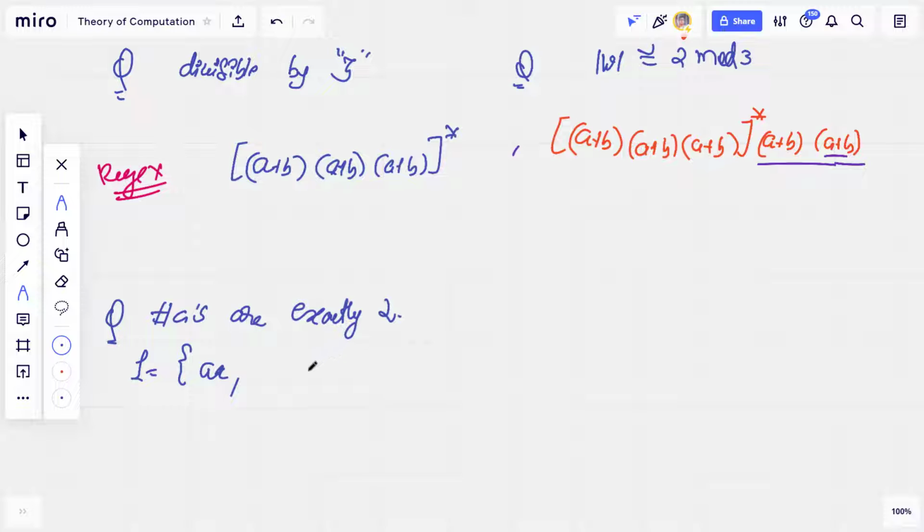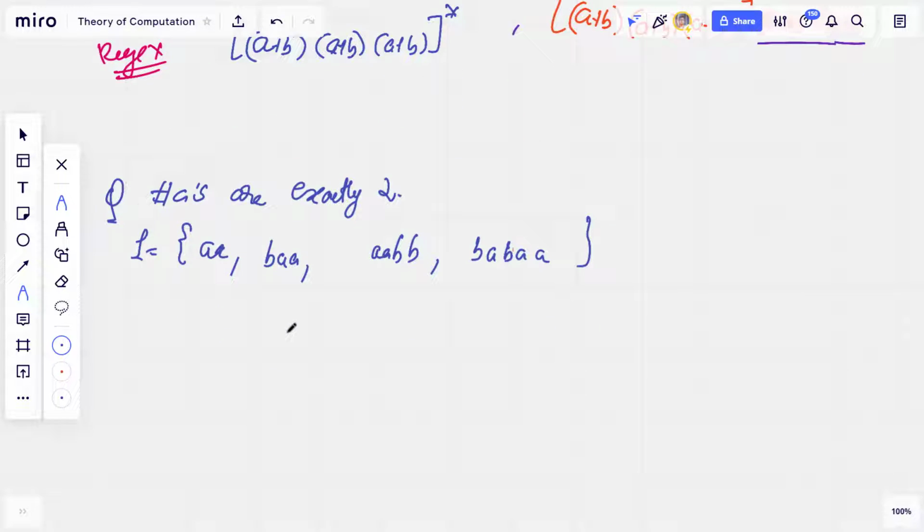So A will be present. There can be BA or AABB, whatever. There can be BABA, and so on and so forth. So A can be 2 and they need not be consecutive. ABA is also a valid string of it. So how do you write it?